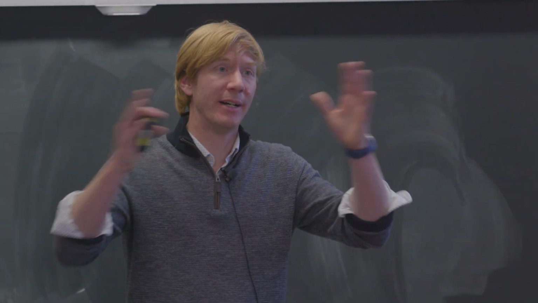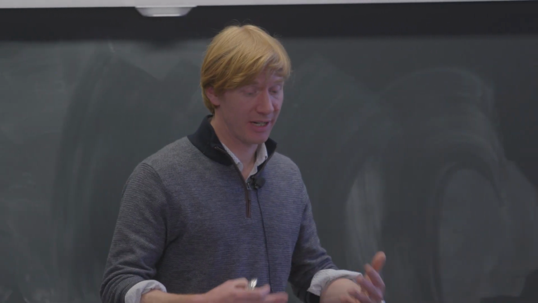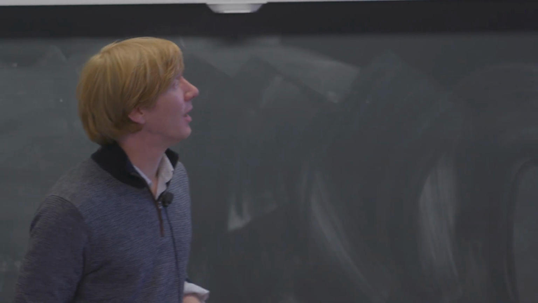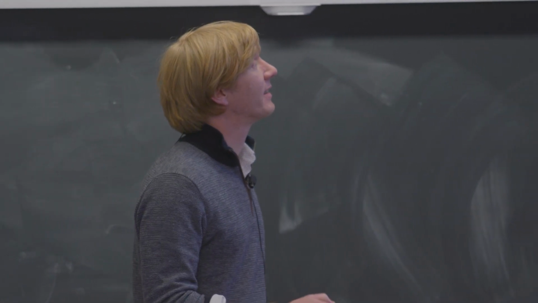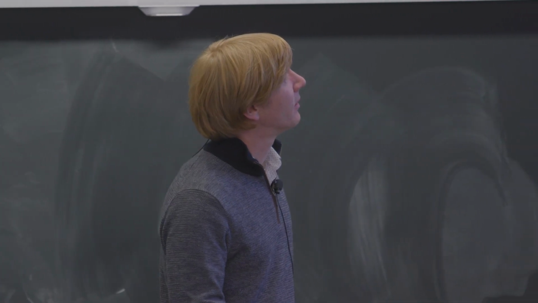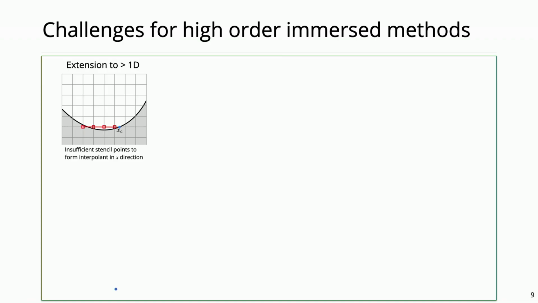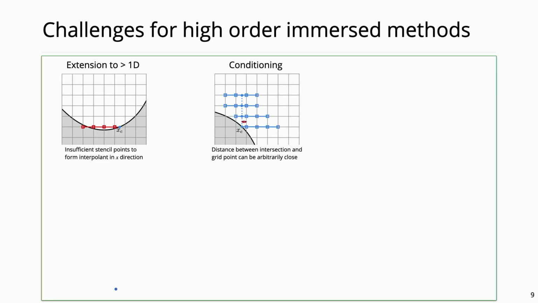So when we take that paradigm and try to extend it to high order, there's some challenges that show up. And I list the most obvious ones. One is the extension to more than one dimension. Here's an example where we have a concave geometry, and if I try to create my polynomial, I don't have enough points to the left because one of them falls outside of the body. So I cannot create a high enough order polynomial given these extensions.